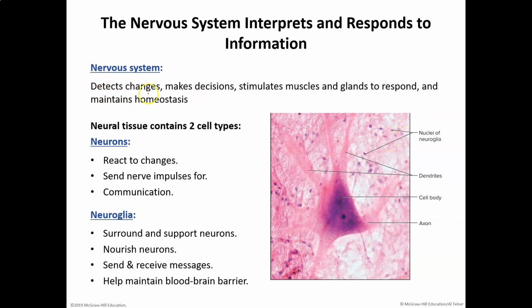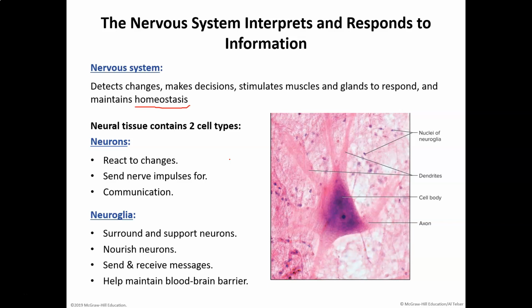Right, so here we go. Detects changes, makes decisions, stimulates muscles and glands to respond, and maintains homeostasis. Oh my gosh, how many times have you heard me say that? Maintain homeostasis, so critical. So, you have 2 big neural tissues. Neural tissues come in 2 big types. You have neurons. Neurons are where the action's at, and those are the things that you're used to thinking and talking about. Nerve cells. Those are the ones that send signals and receive signals and all that.